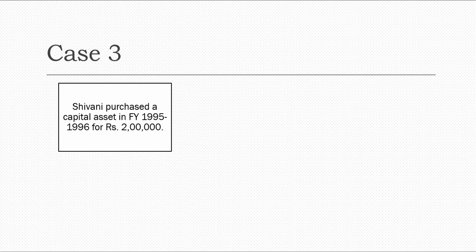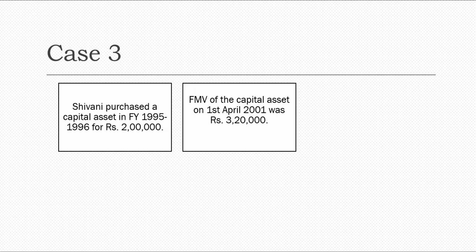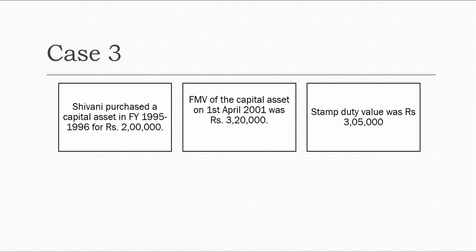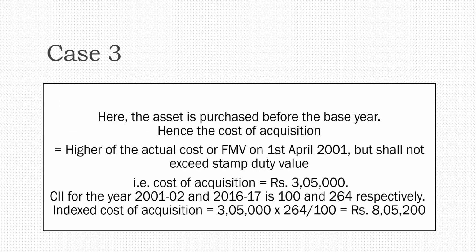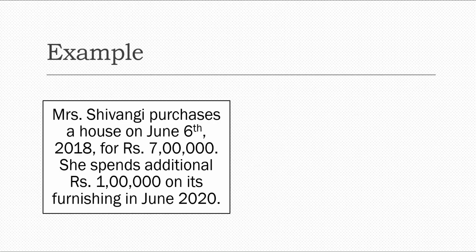Okay, so Shivani purchased the capital asset in 95-96 for rupees 2 lakhs. Fair market value of the capital asset was 3,20,000. Stamp duty value was 3,05,000. Sells the asset in 16-17. What is the index cost of acquisition? So everything remains the same except it will become 3,05,000. Is that okay? Fine.